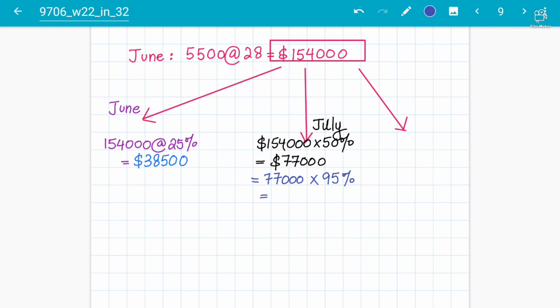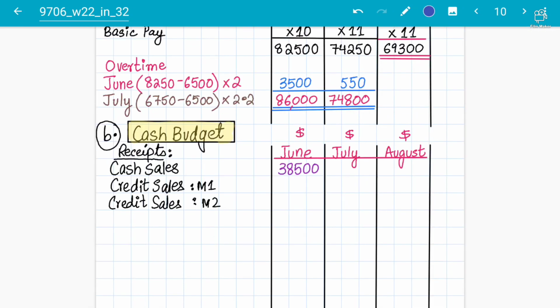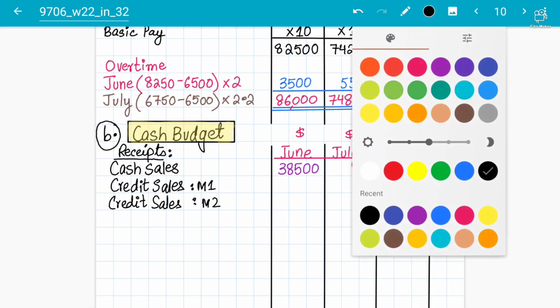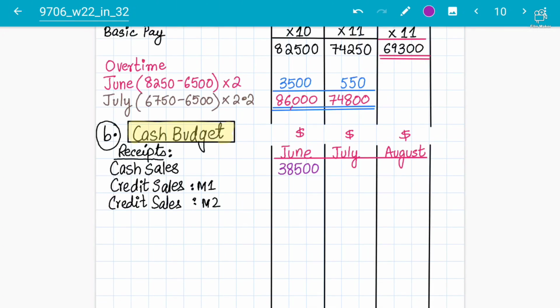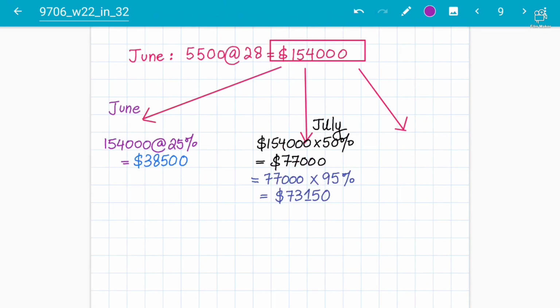In the month of July, when our customers are going to pay, we are going to receive only 73,150. So that is the next payment, and you can write it here, sir. That 73,150 can be written in the first month, July, that in July you are going to receive the payment of June. Okay, जो आपने जून में सेल करी उसका 50% आप जुलाई में रिसीव करोगे, बट वो भी कंप्लीट रिसीव नहीं करोगे. You will receive 5% after cash discount, so which means you are going to receive, sir, 95%.